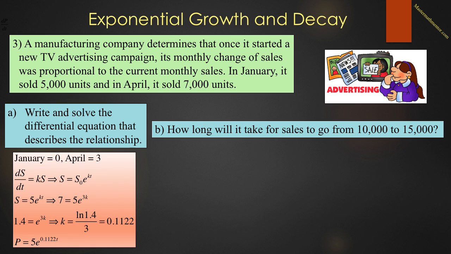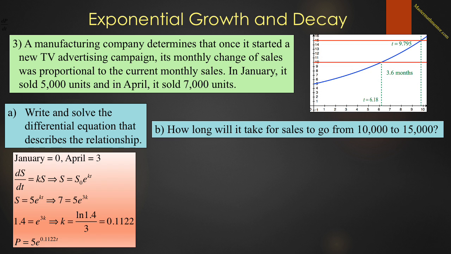Part B asks, how long will it take for sales to go from 10,000 units to 15,000 units? If we are allowed to do so, we can easily do this on the calculator. If not, we can do it algebraically as well. To do it on the calculator, we just graph y = 5e^(0.1122x), and at the same time graph y = 10, y = 15. We find the intersection of the blue curve and the red curves, finding that it reaches 10 in 6.18 months and reaches 15 in 9.795 months. So the difference is 3.6 months to go from 10,000 units to 15,000 units.